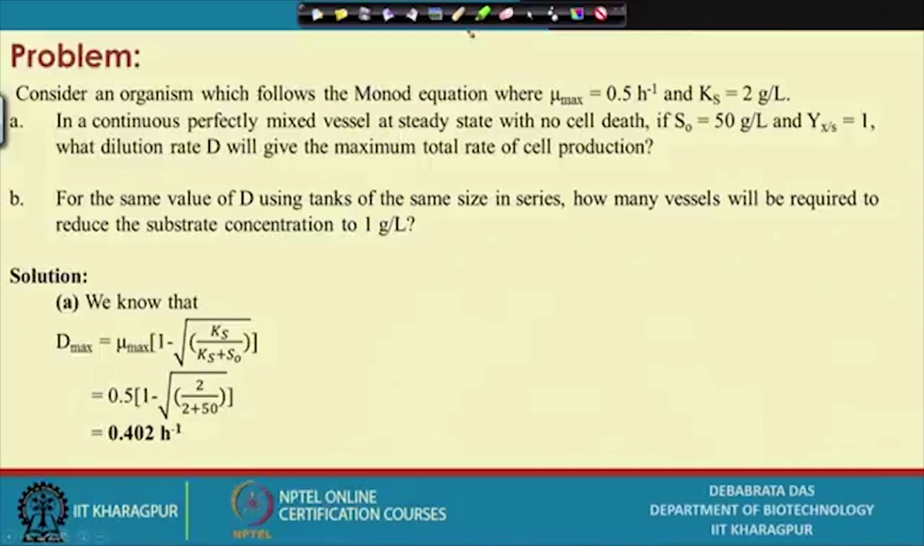Now, the problem is that consider an organism which follows the Monod equation, with mu max value this, and Ks is 2 gram per liter.